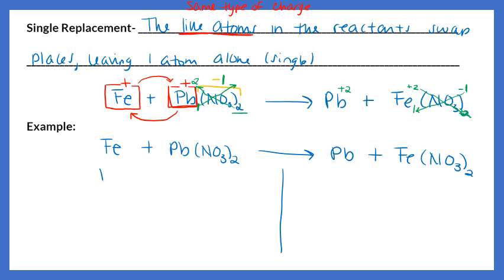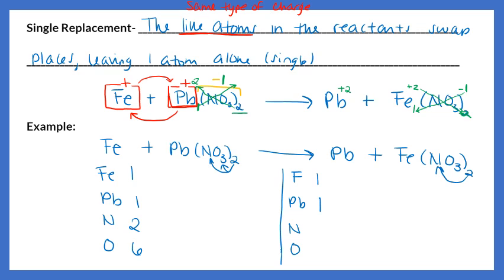And now we balance. So iron, lead, nitrogen, oxygen. Iron is 1, lead is 1, nitrogen is 2, oxygen is 6. Lead is 1, iron is 1, nitrogen is 2, oxygen is 6. Good, and we're balanced.